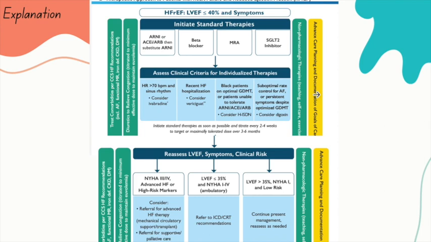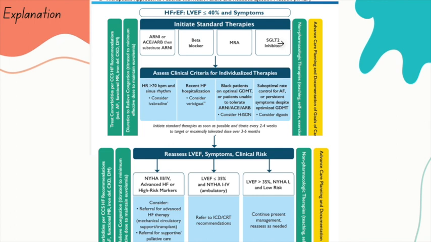Okay, let's look at the Canadian guidelines. As you can see, there isn't almost any difference. So, ejection fraction less than 40% and symptoms of heart failure: ACE or ARNI, beta blockers, MRA, SGLT2. So, as you can see, the first line treatment is a quadruple therapy, 4 medications. Man, it's a lot.